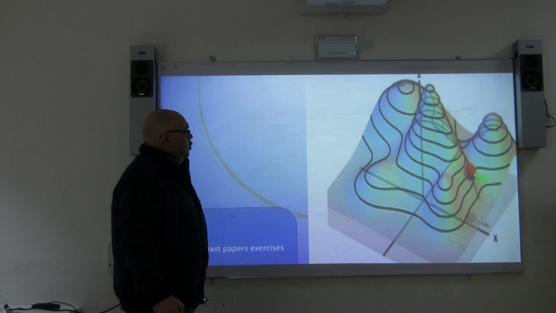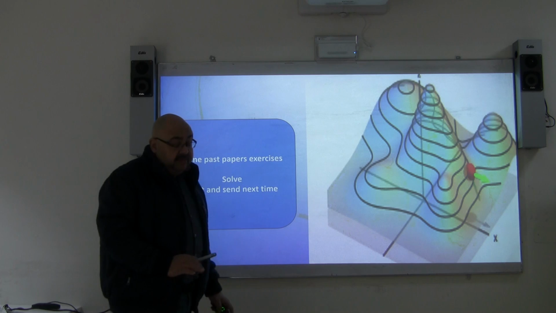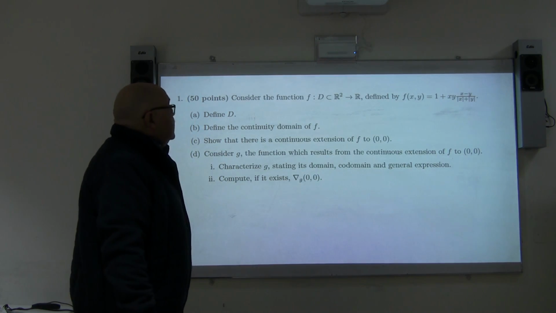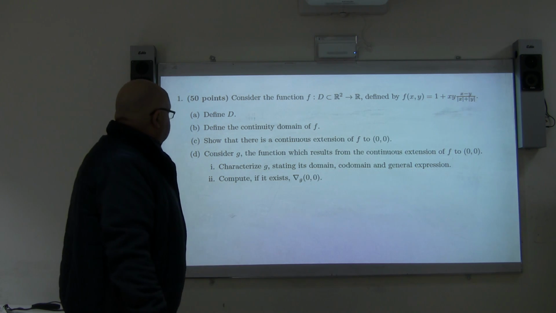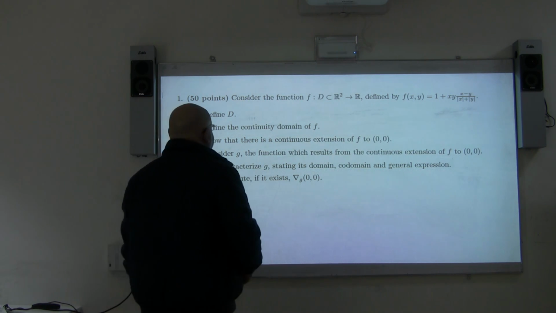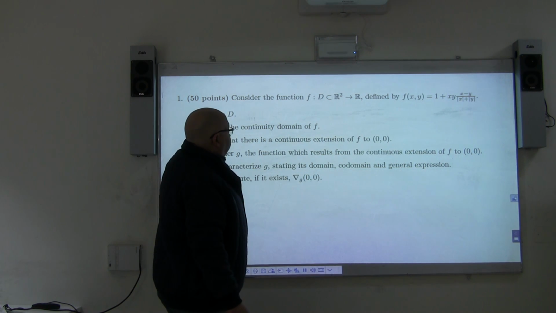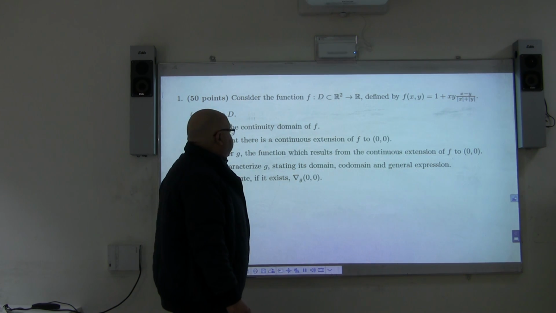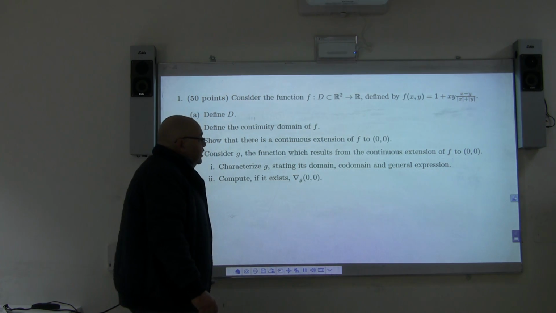The second part that I want to talk with you about is some past paper exercises. I've already sent you this bunch of slides, and those are some examples of how you might be asked about this. Like in this problem, he's giving you 50 points. Consider the function R2 into R, that's the function given. Define D, define the continuity of f, the extension of the function. All of these questions we already took in the previous part. Compute or investigate the existence of the gradient vector.